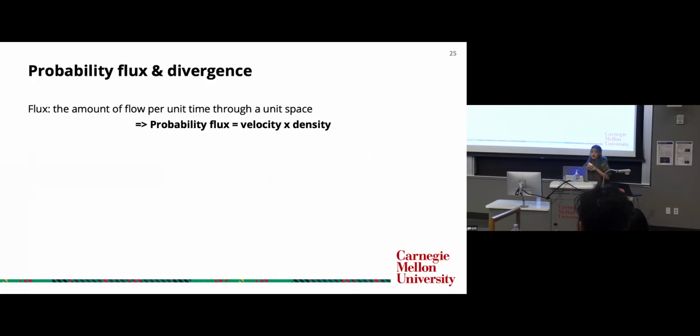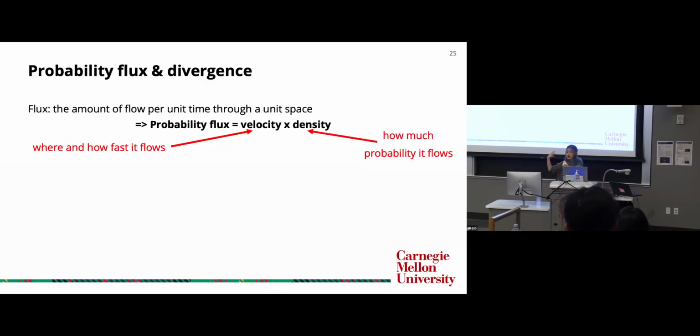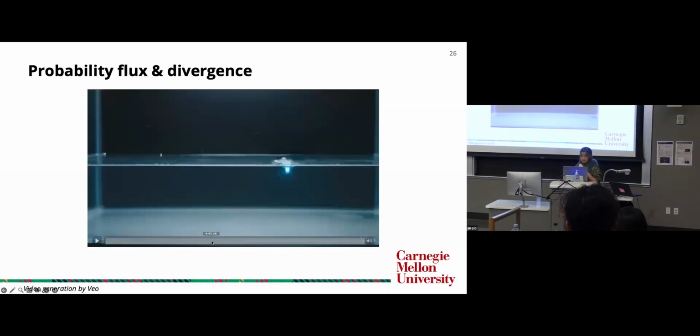Cool. All right. So because of this, we get to define something called the probability flux. Imagine the flux is like the amount of flow, the amount of water per unit time that's going through a certain unit space. If you're thinking about how the probability flows, the probability flux is equal to the velocity times the density, sort of. The velocity gives you where and how fast the probability flows, and the density tells you how much probability there was to flow out, right?